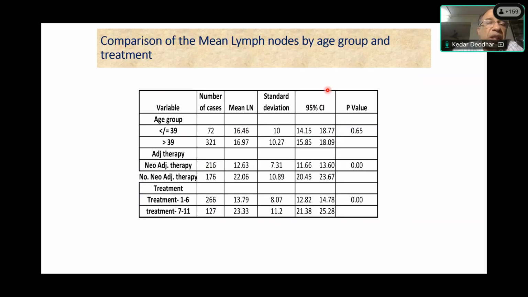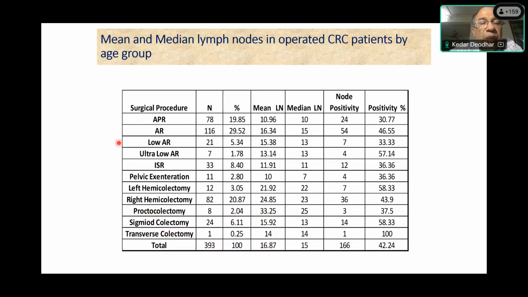So essentially, the surgeries were of a variety of types: APR, AR, low AR or anterior resection, ultra low AR, intersphincteric dissections. Some of the surgeries were pelvic exenteration, left hemicolectomy, right hemicolectomy, proctocolectomy, sigmoid colectomy, transverse colectomy, and so on and so forth. So total 393 reports were checked.